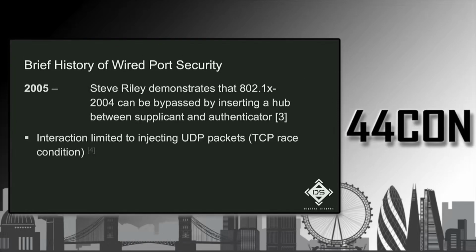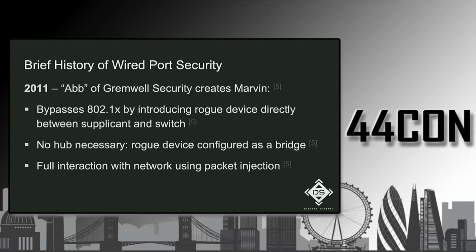A year after that, in 2005, a researcher named Steve Riley demonstrated you could bypass 802.1X-2004 by inserting a hub directly between the supplicant and the switch. Essentially, you have the switch and the workstation connecting to it, you put a hub on it and you can sniff traffic, which is pretty cool because it's a passive bypass. You could also interact with the network to a limited degree. You can inject UDP packets, although with Riley's implementation, if you do a TCP injection, it causes a race condition and things start to break. So you couldn't really do that.